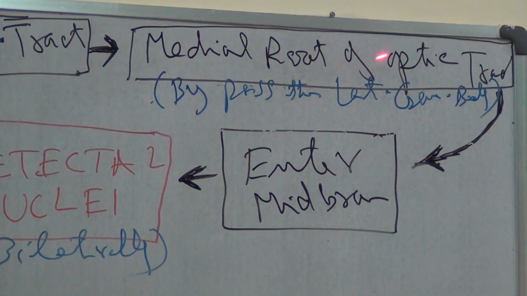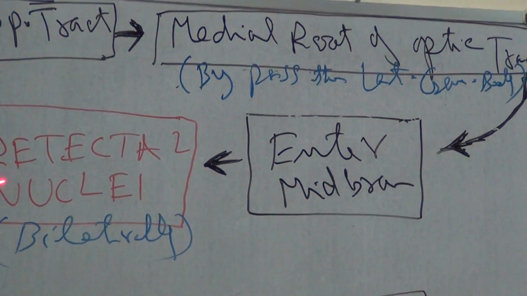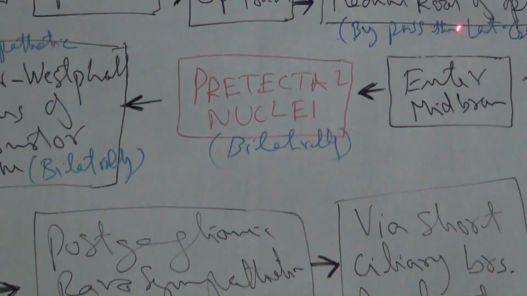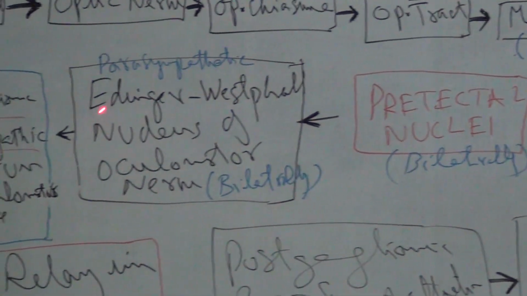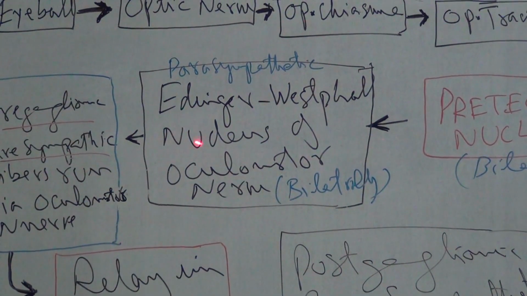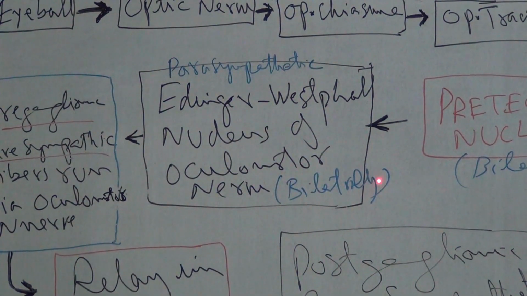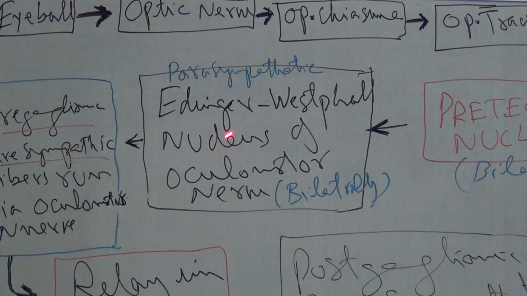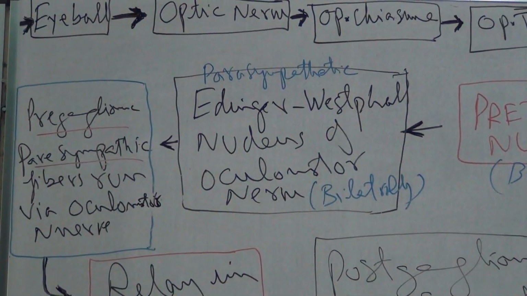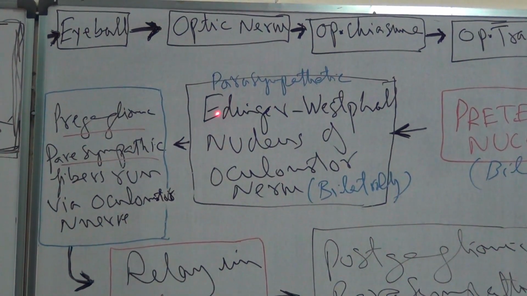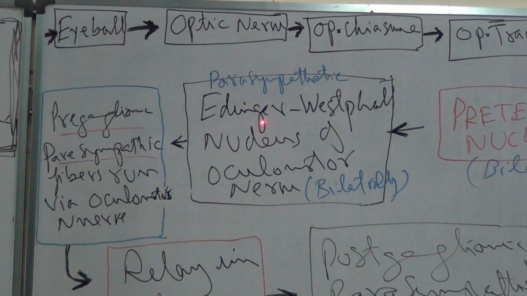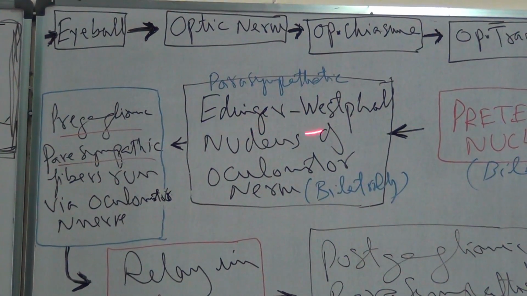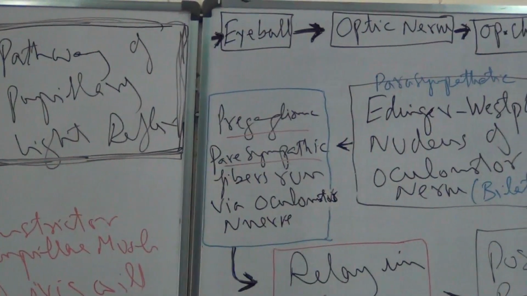Then from the medial root of the optic tract, the fibers enter the midbrain where they relay in the pretectal nuclei of both sides. And from pretectal nuclei of both sides, the fibers run forwards and are relayed in the Edinger-Westphal nucleus of oculomotor nerve of both sides. The oculomotor nerve nucleus comprises various parts. One part gives origin to the parasympathetic nerve fibers, known as Edinger-Westphal nucleus. The other nuclei supply the extraocular muscles of the eyeball.